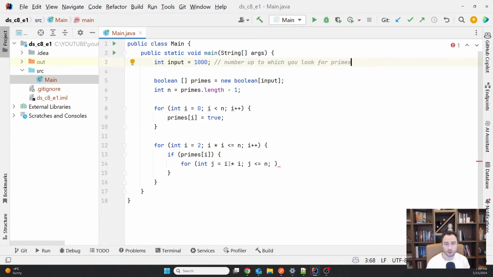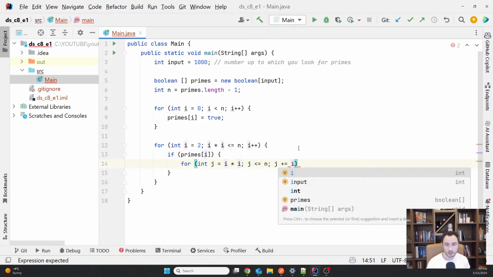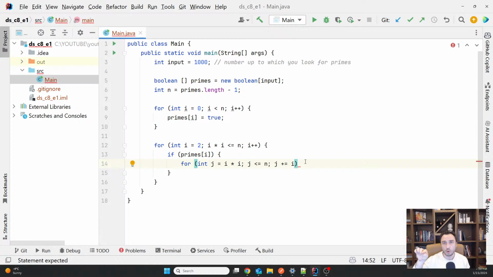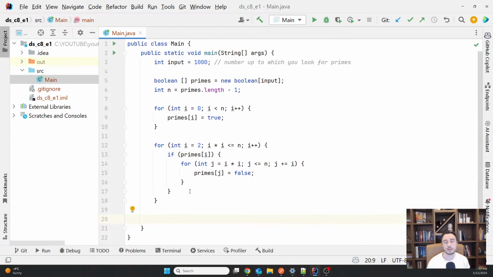So I'm going from the square of the one that I have. Why the square of the one? Because all the others would have been already found out, and then I say up to the last one, and then I do add i to j, so I'm going through all the multiples of the number that I have, and all of these, it's clear they are not primes. So I'm just gonna say it's not prime, and that's it. This is the whole algorithm.